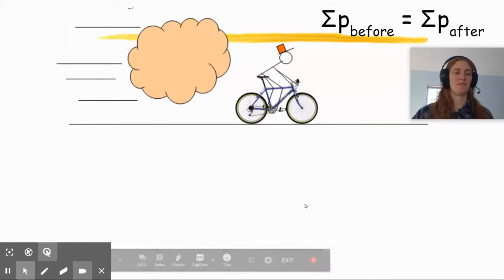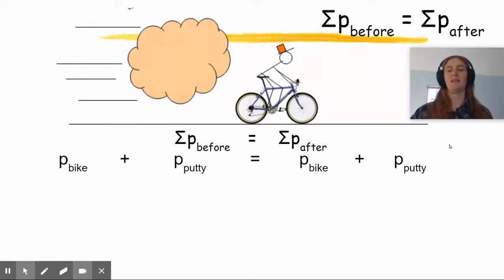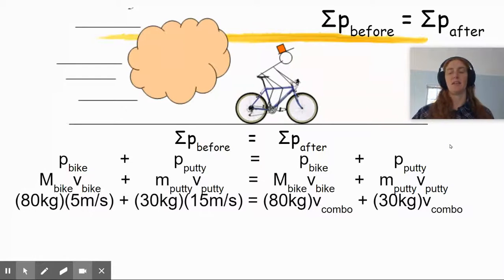All right, so I have my momentum before is equal to my momentum afterwards. So I had the bike and the putty for each, and I put in the mass of the bike and the mass of the putty. Then I could put in the numbers.